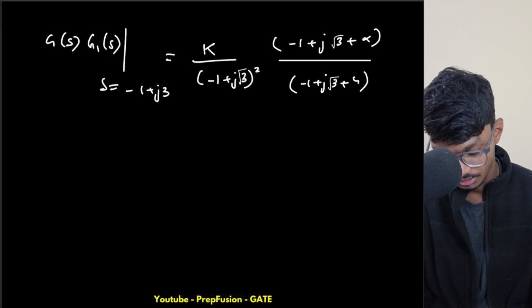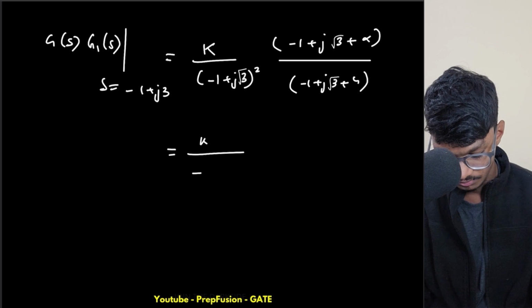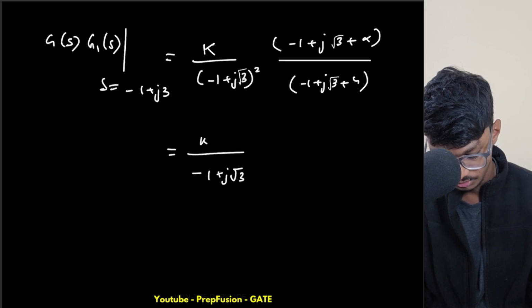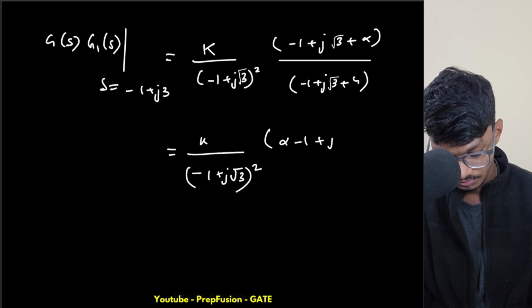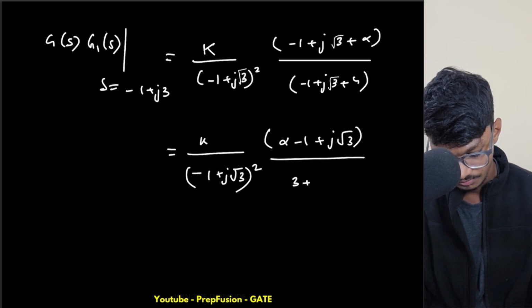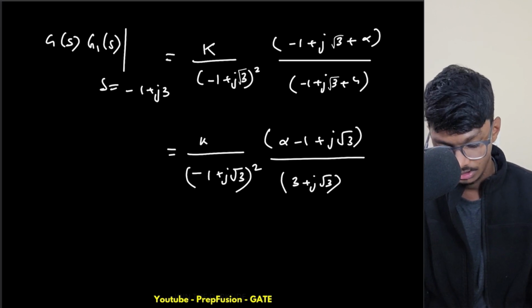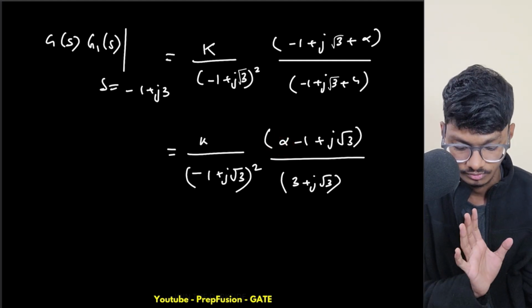Okay, so yeah, this is root 3. Now this will become k upon (minus 1 plus j root 3) whole square into (alpha minus 1 plus j root 3) plus j root 3. Okay, now we are assuming alpha is greater than or equal to 1. We're assuming this is positive.